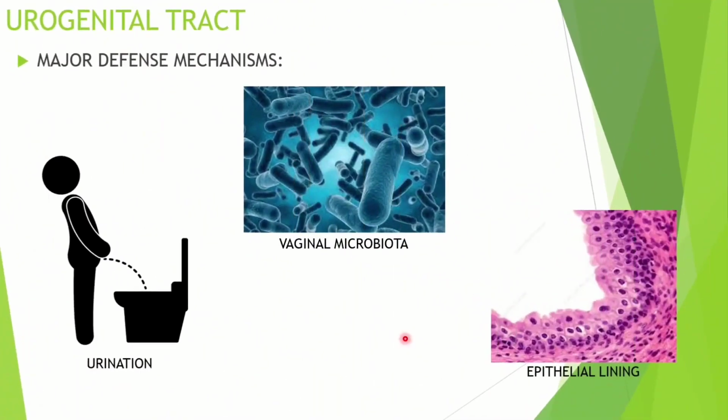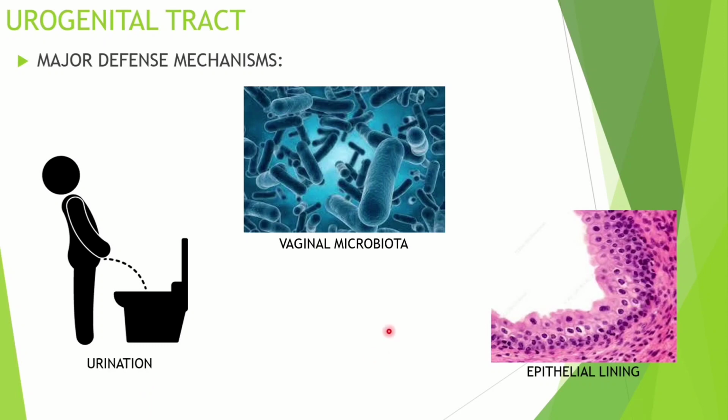The next major route of entry of microbes is through the urogenital tract. The major defense mechanism is urination. Urine contains a small number of low virulence bacteria. The urinary tract is protected from infection by regular emptying by micturition.